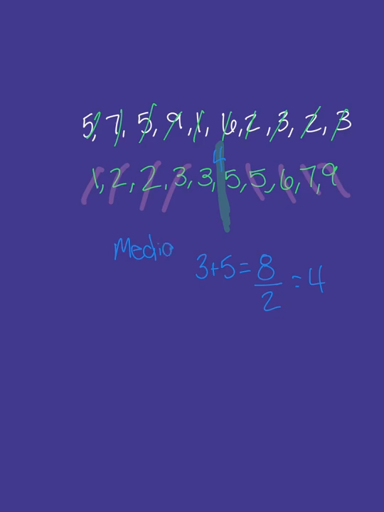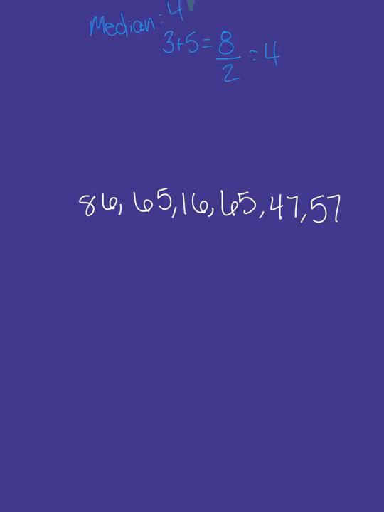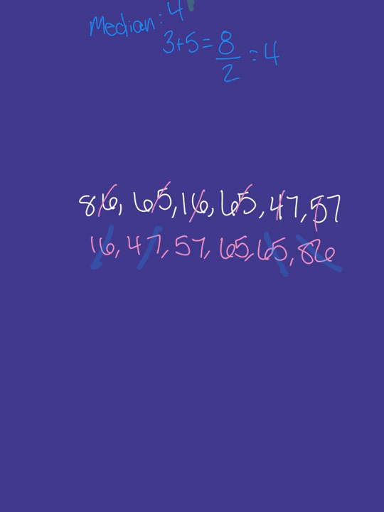Can the median be a number that wasn't even in the data? Yep, it sure can. Here's my data. I'm going to start crossing them out. Oh, no, no, no. You have to put them in order from least to greatest first. Now I can start putting them in order. Now I can start crossing them out. So let's see. 1, 2, 1, 2. I'm going to have 2 middle numbers.